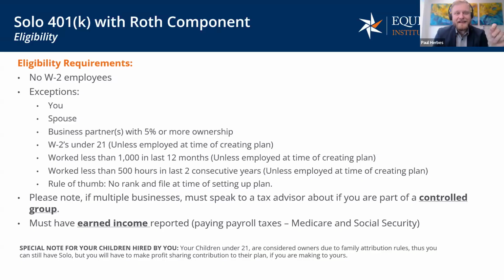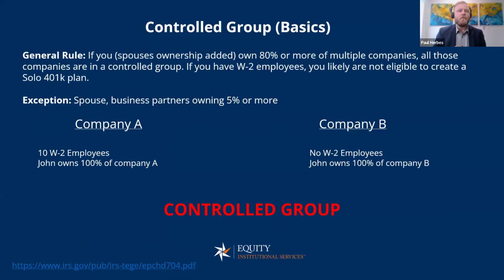Before we do that, though, I do want to take a beat on this page, because if you've got kiddos and they're under 21, they're automatically considered owners. So you can still have the solo with them on board. But when it comes to control groups, the situation on this screen would not be allowed. That situation is somebody who owns multiple businesses. They own business A, where they have rank and file employees, but they also own business B, where they don't have any employees, right?